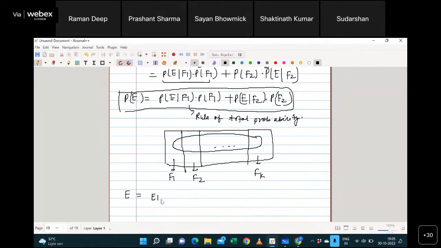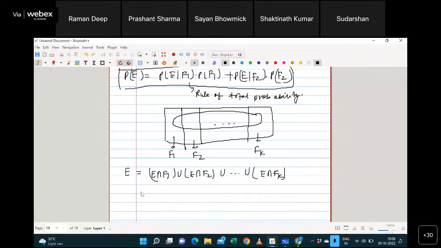It can be E intersection F1, union E intersection F2, and so on, union E intersection Fk. So what's the probability of E? Be careful. If all the F1, F2, up to Fk are mutually exclusive and exhaustive events, mutually exclusive means they are disjoint. So if they are disjoint, then E intersection F1 will also be disjoint to E intersection F2.